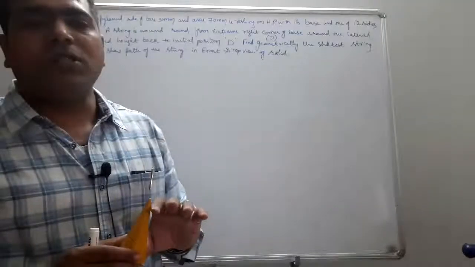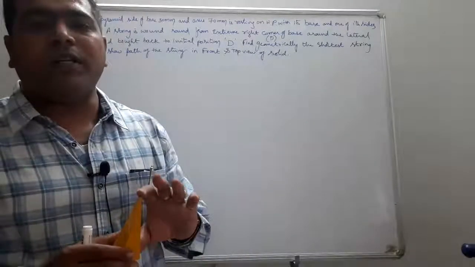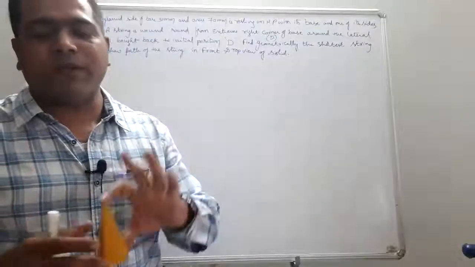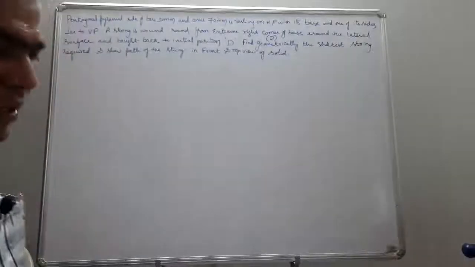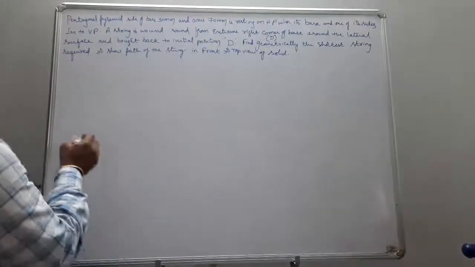So what is meant by the shortest string required? It is the displacement. It is going to be required to show the path of the string. Let us see. Let us first of all put the simple position.